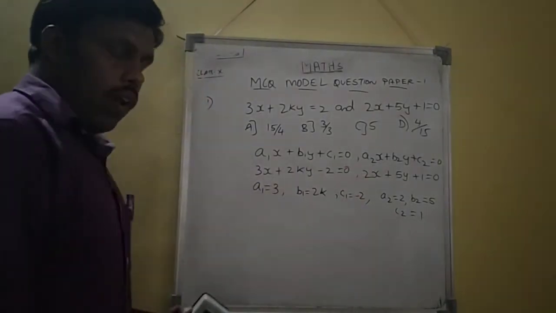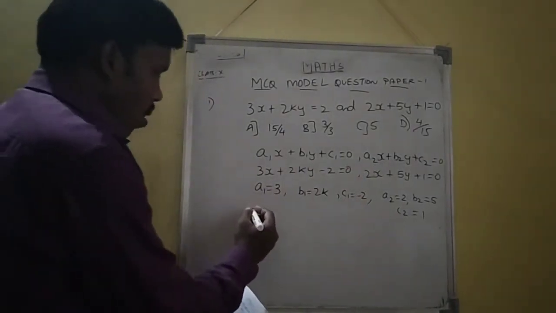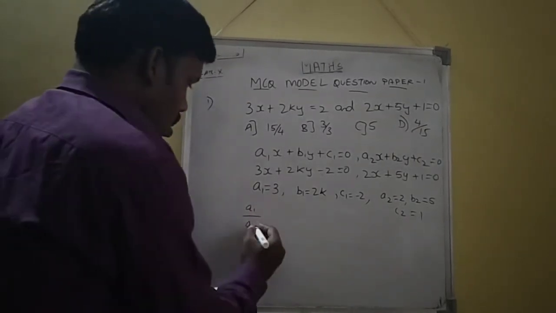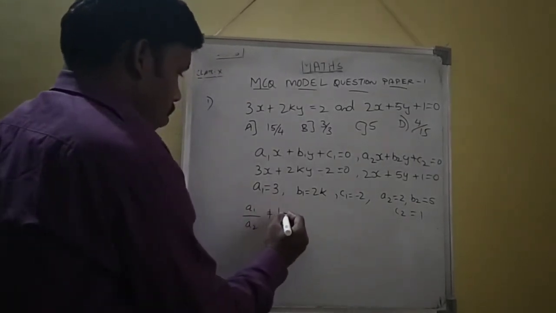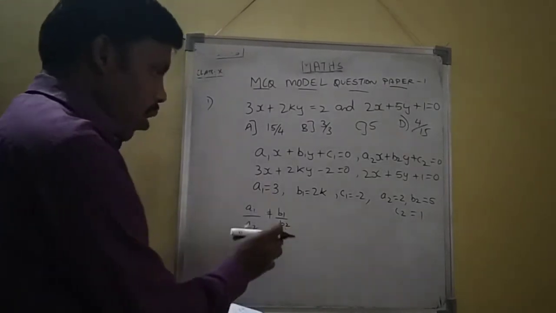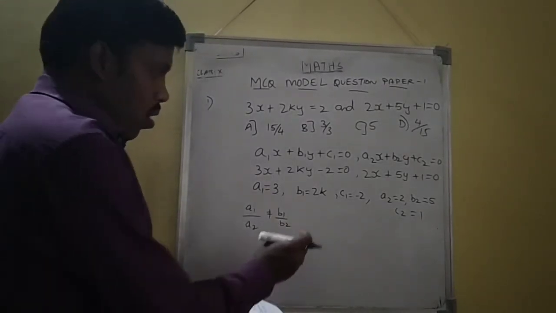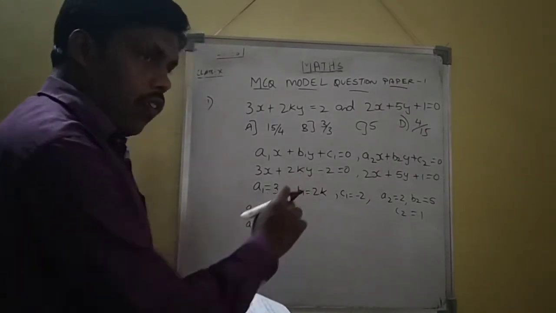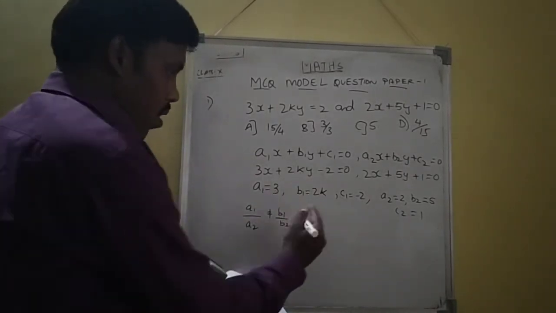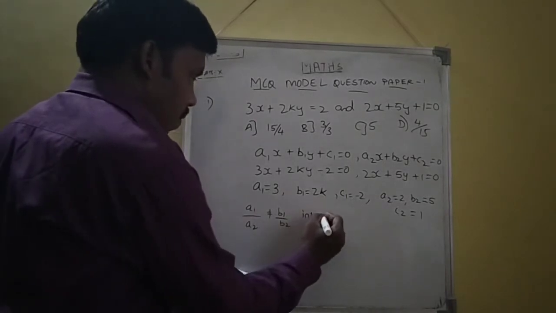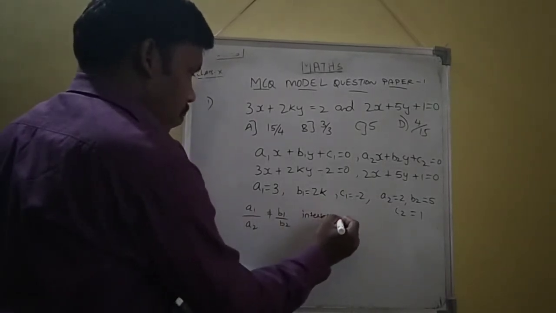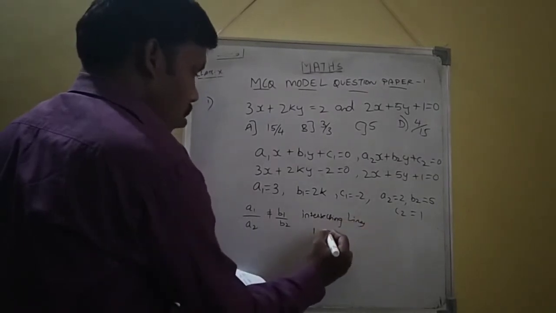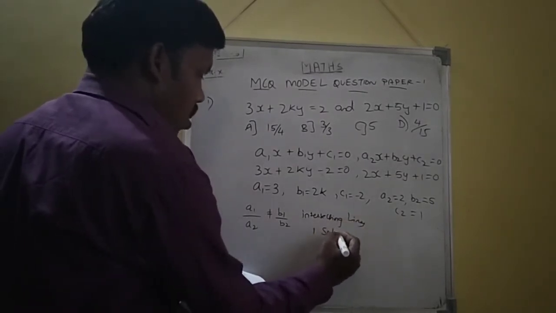So after finding all these values, we should know what happens if the ratio a1 by a2 is not equal to b1 by b2. If the first two ratios are not equal, the lines are intersecting, they intersect at one point, they have one solution. The intersecting lines have only one solution, a unique solution.